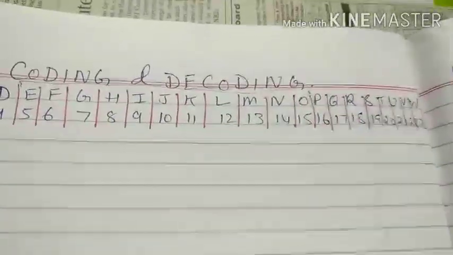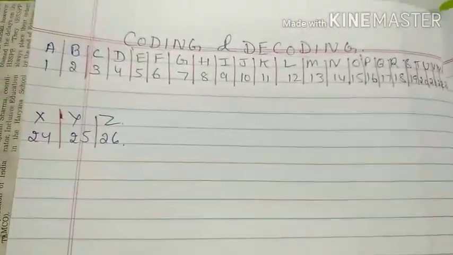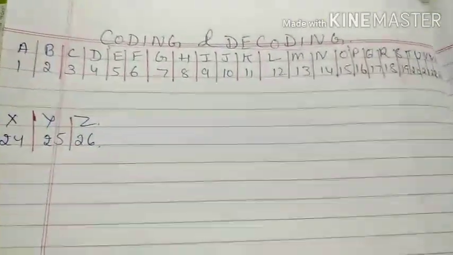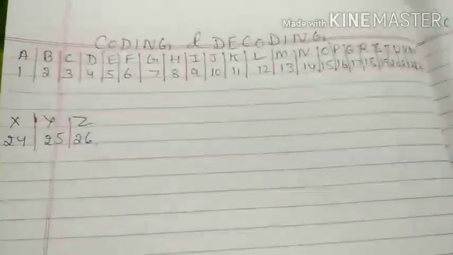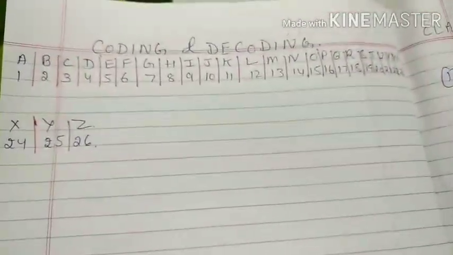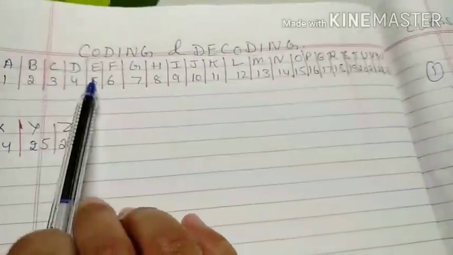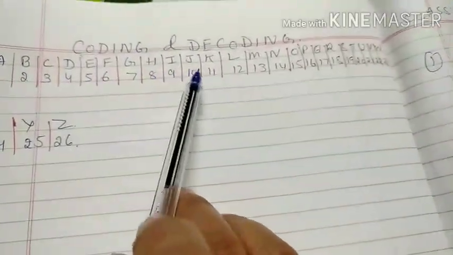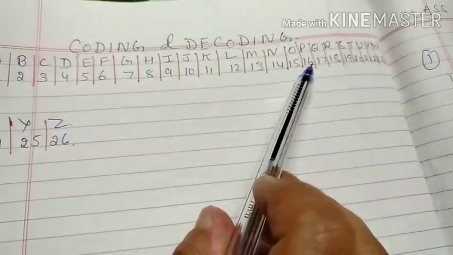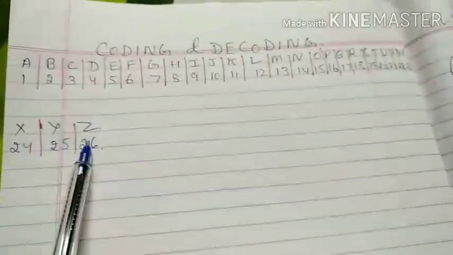Coding and decoding means some code is given to you, and according to this, you have to code another thing. For example, suppose in your question you have written all the English alphabets from A to Z: A, B, C, D, E, F, G, H, I, J, K, L, M, N, O, P, Q, R, S, T, U, V, W, X, Y, Z.